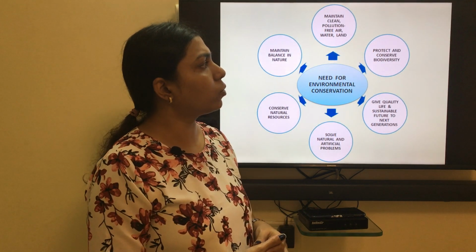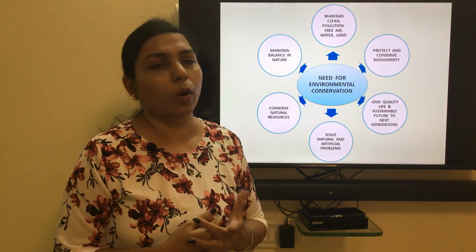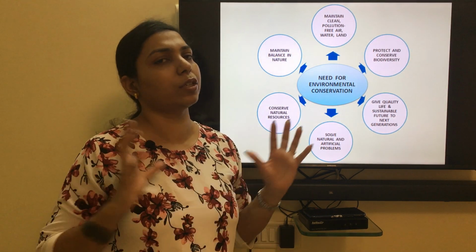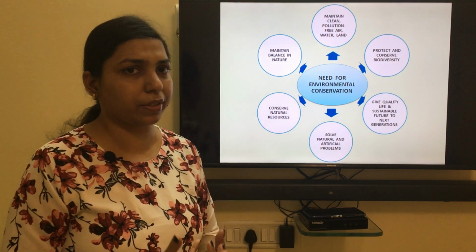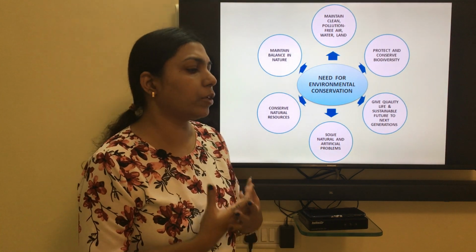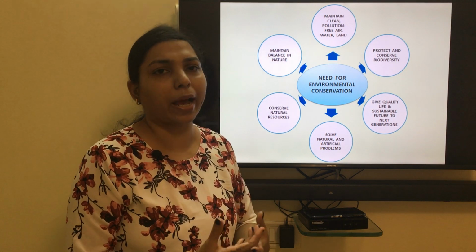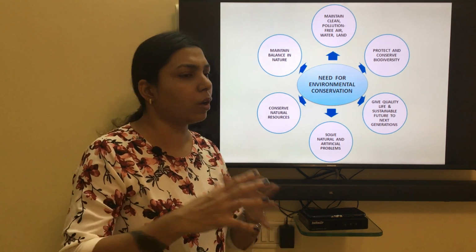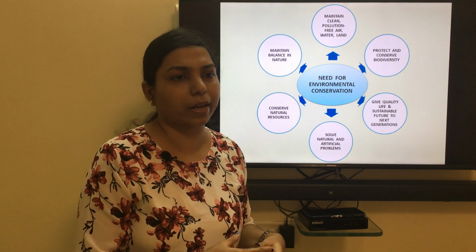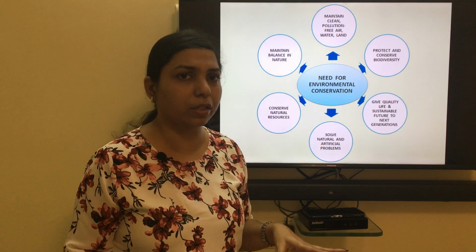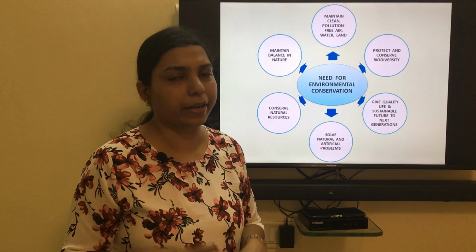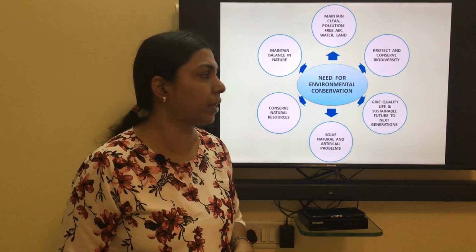To protect and to conserve biodiversity. What is biodiversity? Biodiversity is the huge variety of plants and animals that we see around us. Okay, if we do not take care of the environment, what will happen is that slowly one by one, all these different plants and animals will start disappearing from the face of the earth. Okay, so if we don't want that happening, we have to take care of the environment.